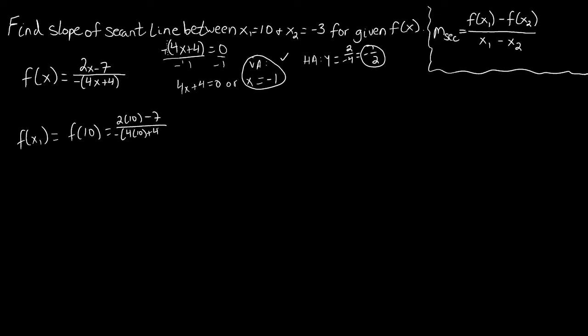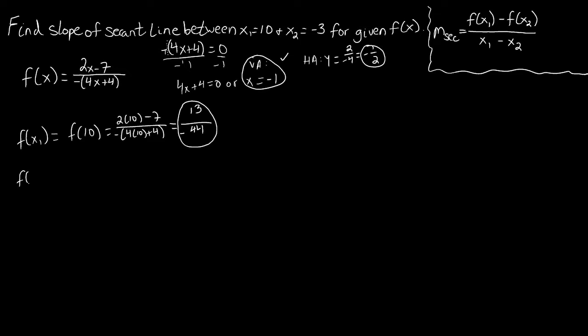We're going to evaluate all this simultaneously. We get 2 times 10, which is 20, minus 7 is 13, over negative 4 times 10 is 40, plus 4 is 44. So for f of 10, we return a value of negative 13 over 44, not equivalent to negative 1/2, so we're okay.